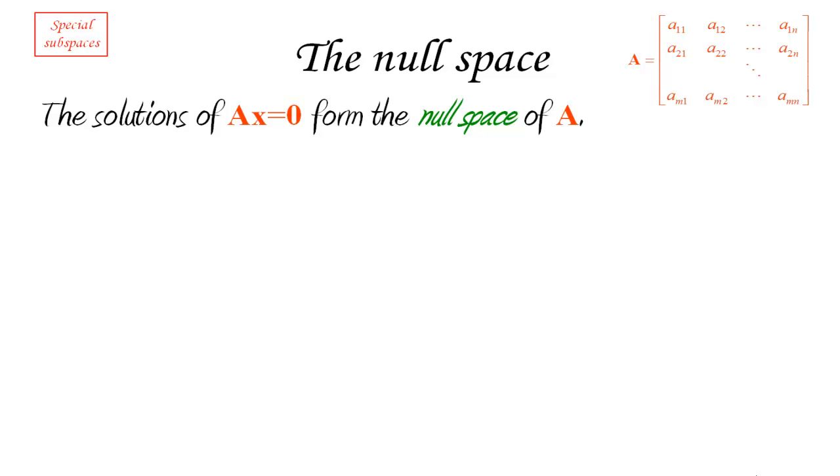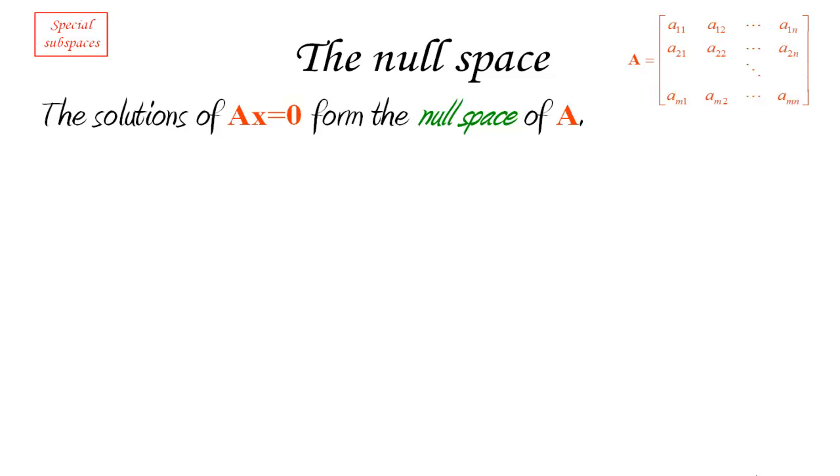Here's the third kind of important space that we're going to be looking at, and this is called the null space of a matrix. And this has to do with the homogeneous system associated to the matrix. So once we have a matrix, we can construct the homogeneous system AX equals 0. Its solutions form the null space.